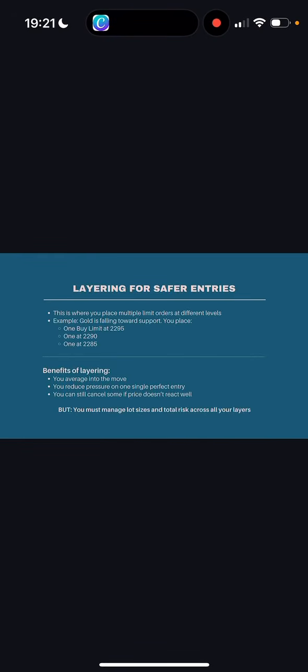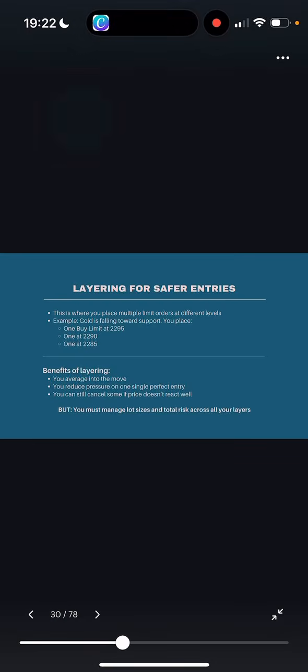Now, layering for safer entries. This is where you place multiple limit orders at different levels to mitigate your risk and give you a higher profit, right? Now, to explain this, I'm going to tag in the Notion document one of the videos from my earlier 100k to 1 million challenge series that explains layering perfectly. Actually, I'll put the 2 of them in there. Watch both of them carefully, take notes, because it's going to really explain how to layer a trade.